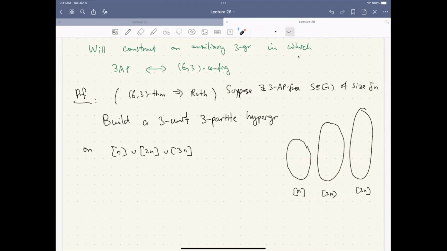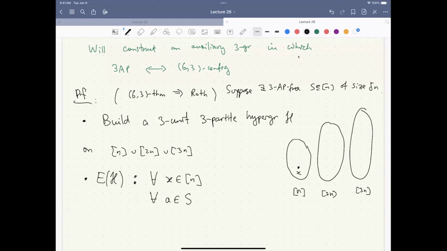How do we build the edges? This is the vertex set. For the edge set, let me call it H. It looks like this. For every x in the first part, and for every a in S, we will build a hyperedge x, x plus a, x plus 2a. So every hyperedge corresponds to a 3-term arithmetic progression.